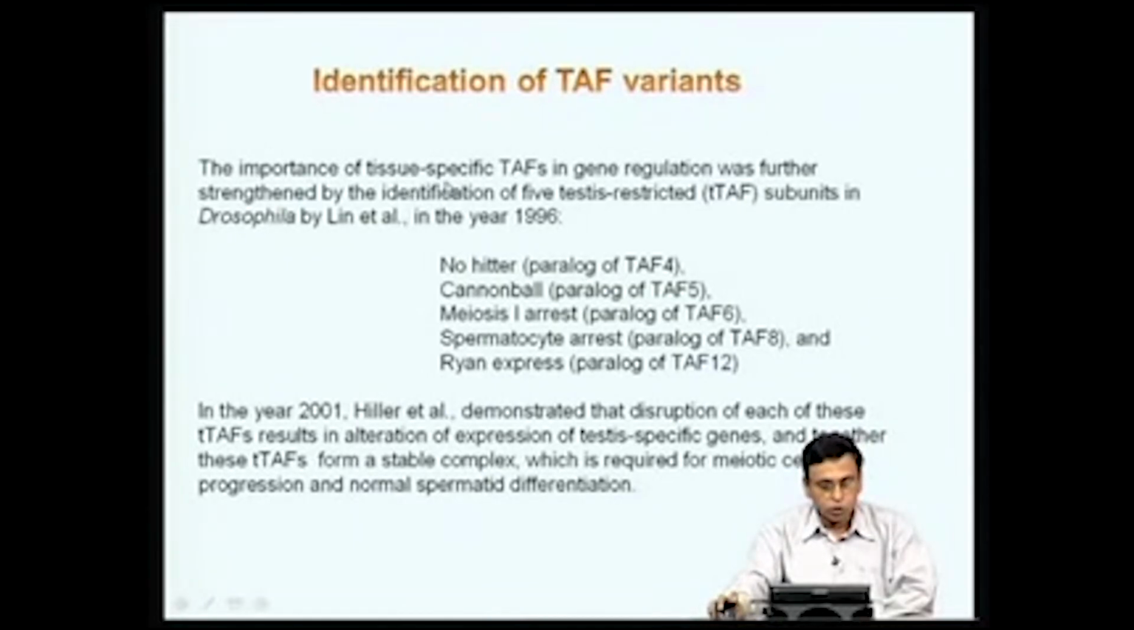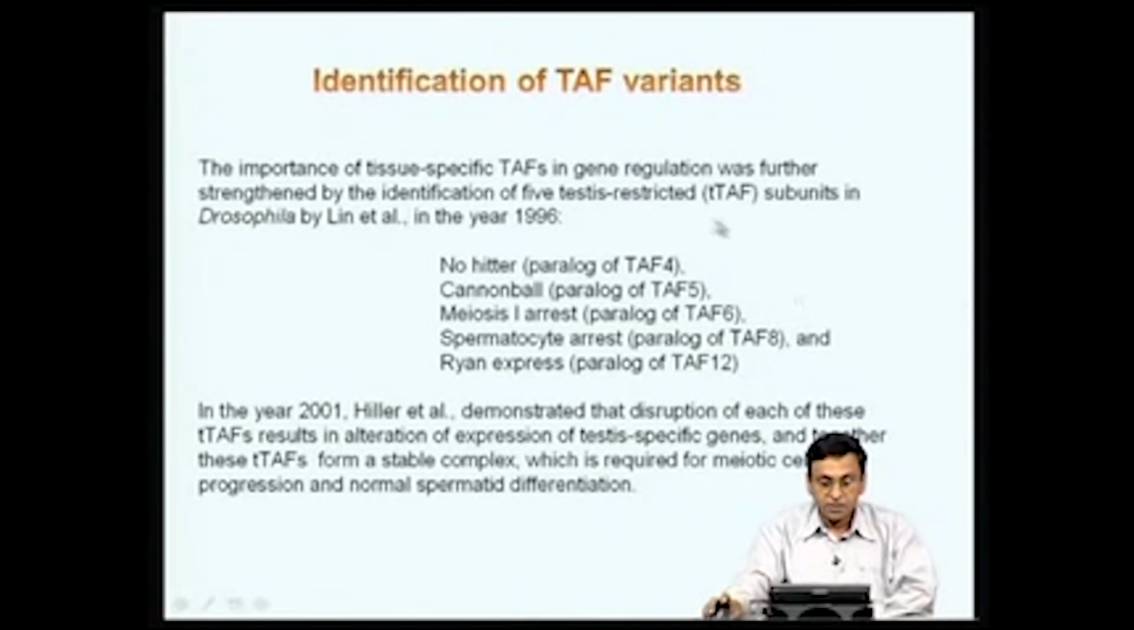So, the importance of tissue specific TAFs in gene regulation was further strengthened by the identification of 5 tissue restricted TAFs, what are called T-TAFs. T stands for testis. Testis specific TAFs are testis restricted TAF subunits identified in Drosophila in the year 1996. And these 5 testis restricted TAFs are named, one of them for example is named no hitter, which is a paralog of TAF4, cannonball, which is a paralog of TAF5, meiosis I arrest, which is a paralog of TAF6, spermatocyte arrest, which is a paralog of TAF8, and Ryan express, which is a paralog of TAF12.